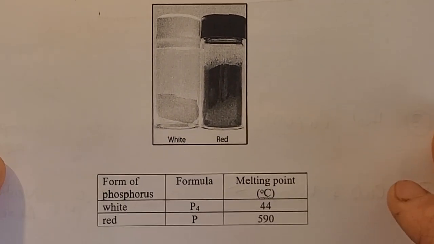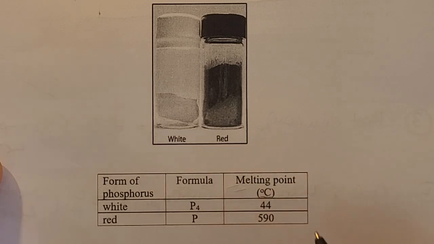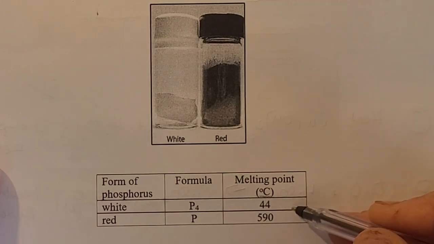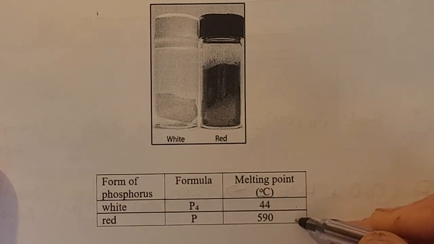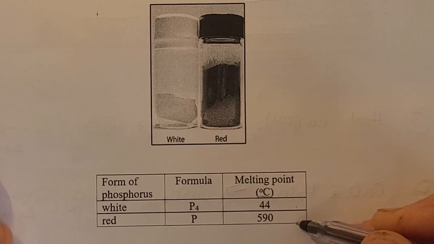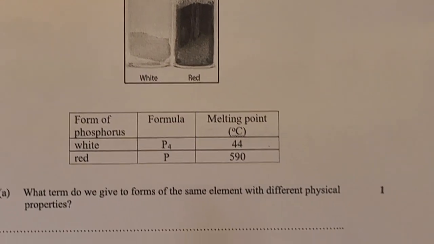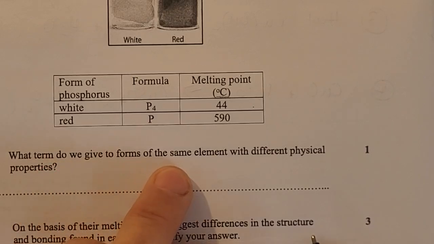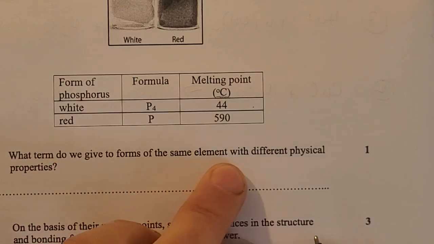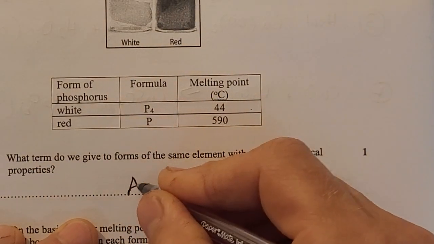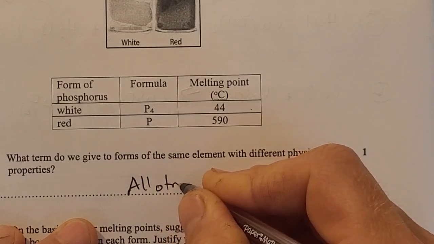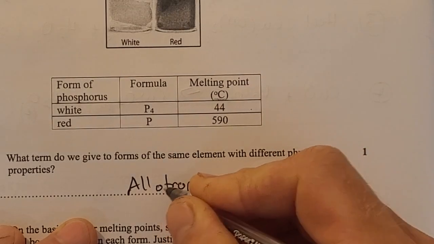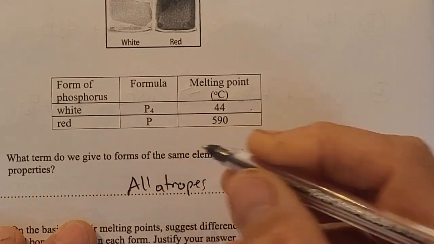Right, so we've got white phosphorus and red phosphorus. White phosphorus has a low melting point, red phosphorus has a higher melting point. What term do we give to different forms of the same element? Allotropes.